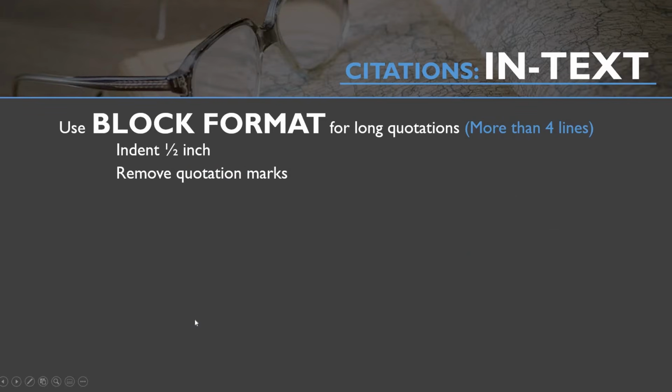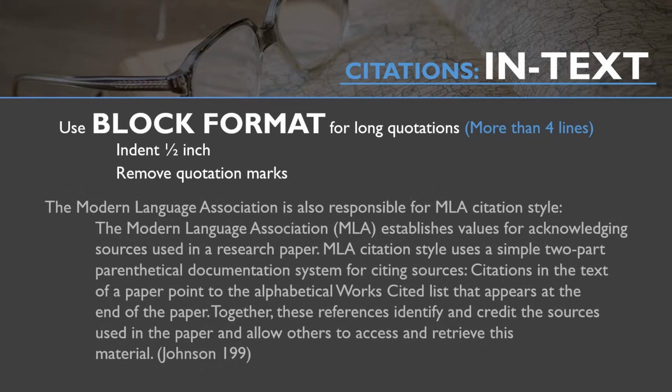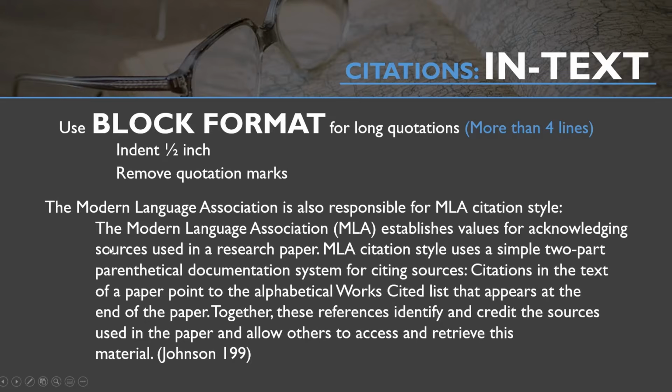Whenever you're using a quotation that's longer than 4 lines, you want to use block format. Block format could be a little confusing, but everything in the quote will be indented 1/2 inch, and you remove the quotation marks. So the 1/2 inch indent lets the reader know that everything here is coming from a source word for word. Another interesting thing about the block quote is the period goes before the in-text citation, which is the opposite of what I just told you.